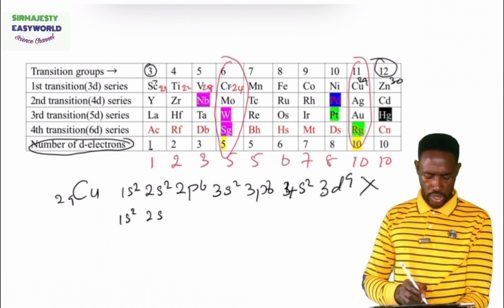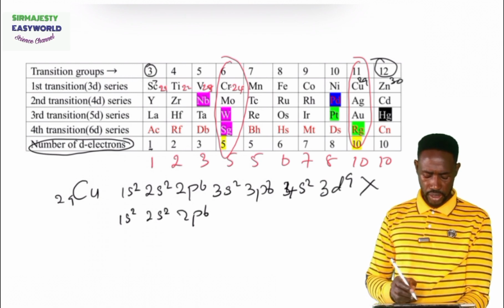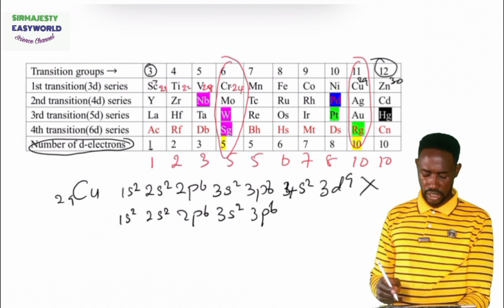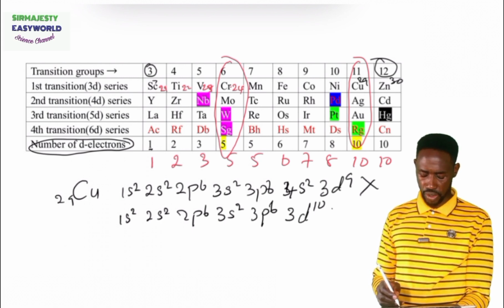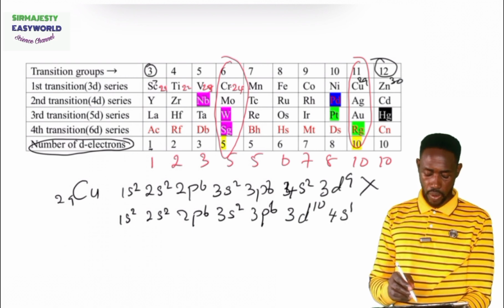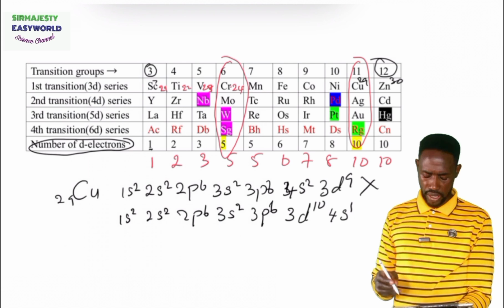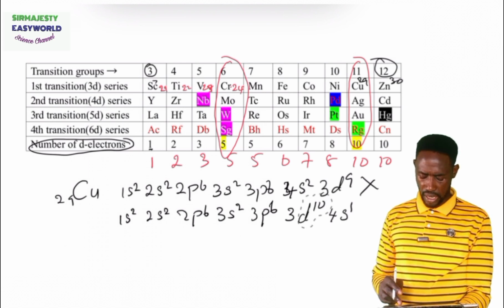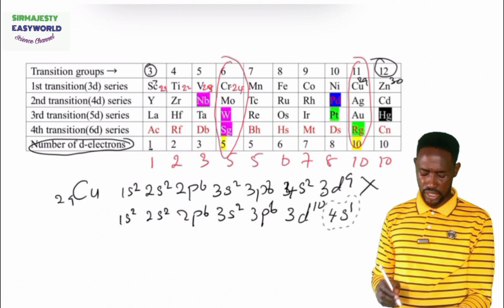So the correct thing should be what? 1s2, 2s2, 2p6, 3s2, 3p6. The 3d is filled before the 4s, which is unusual: 3d10 and 4s1. So this is where our interest lies. You see, this is 3d10 and 4s1, a deviation.